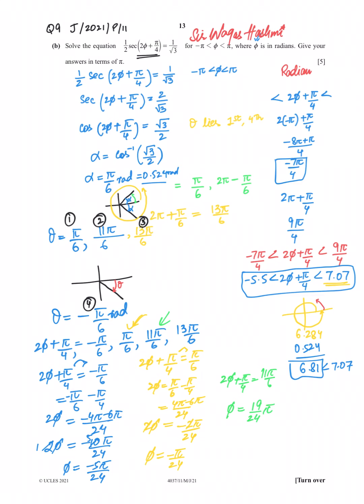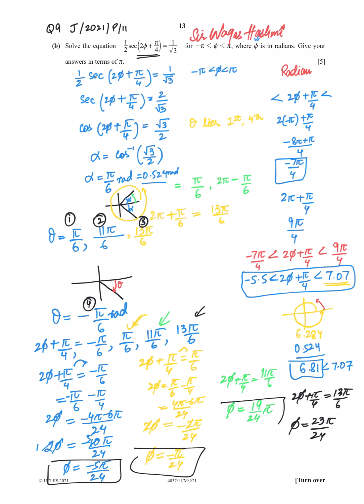And for the last one, when you pick 13 pi over 6, the equation we have is 2 psi plus pi over 4 equals 13 pi over 6. You will get the value of psi, and that equals 23 pi over 24. So these four are your final answers for psi, and that is the completion of this question.